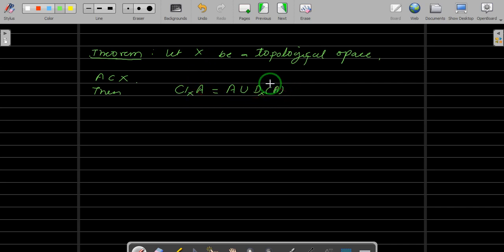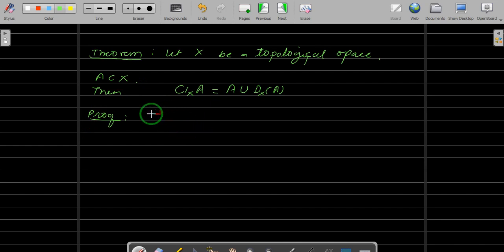Now we have to prove this. Again, we know that both are sets, and we have to show that both sets are the same. That means show that the closure of A is a subset of A union the derived set of A, and show that A union the derived set of A is a subset of the closure of A. From both ways you will come up with this equality. Alright, so let's go for the proof of this. In short, one way is very simple.